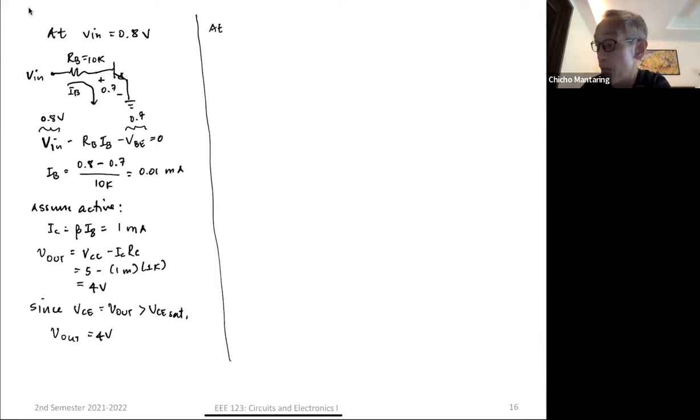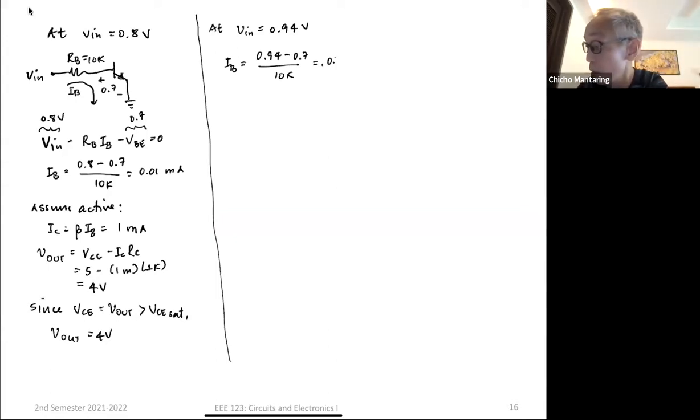So at Vin equal to 0.94 volts, we just follow the same procedure. So I get IB. Essentially this formula, except that papalitan natin yung Vin into 0.94. IB is equal to 0.94 minus 0.7 all over 10K. So this is now going to be 0.024 mA. Again, assume active. So IC is equal to beta IB. So this is now going to be 2.4 mA.